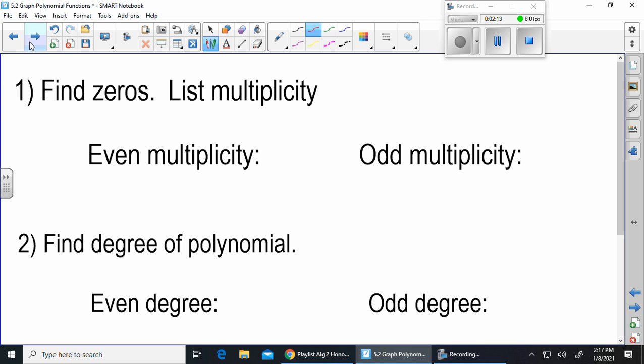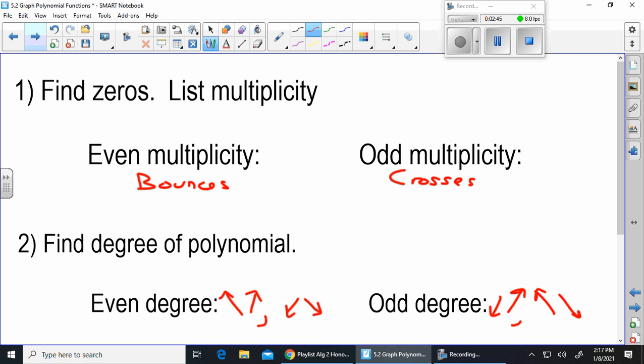Now, when it was in factored form, this is what we did. We found the zeros, we listed the multiplicity. Even multiplicity bounces. Odd multiplicity crosses. Find the degree. Even degree, it's either got to go up and up or down and down. Odd degree, positive John Travolta, negative John Travolta.